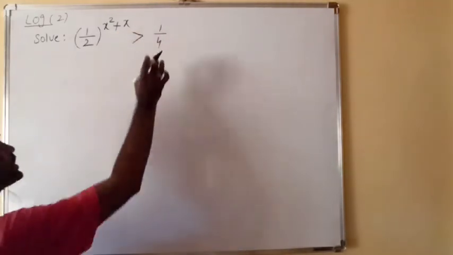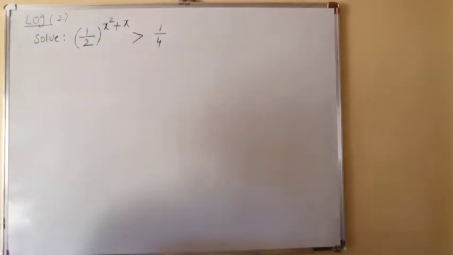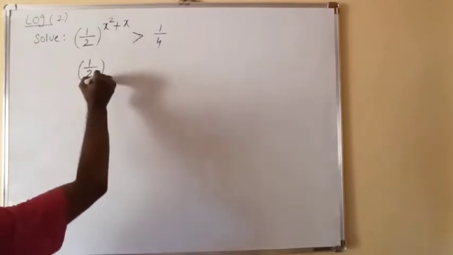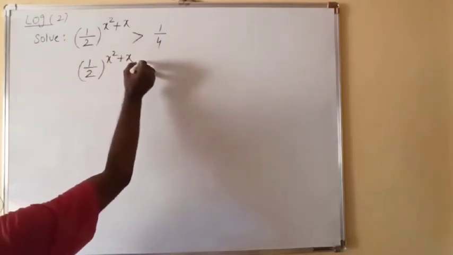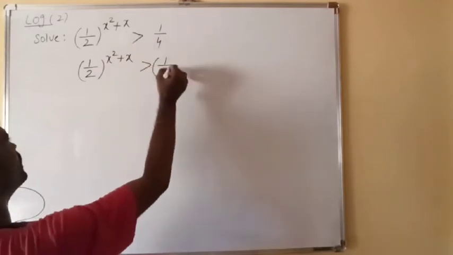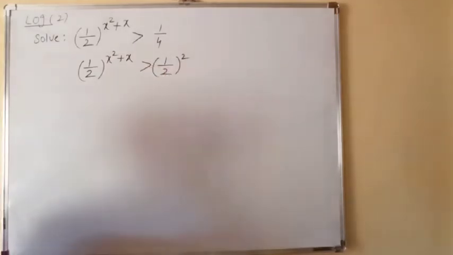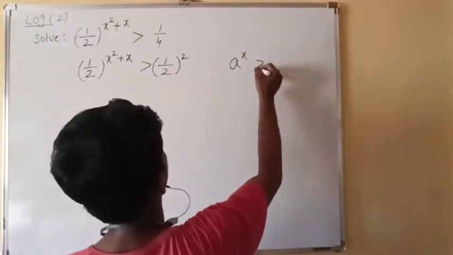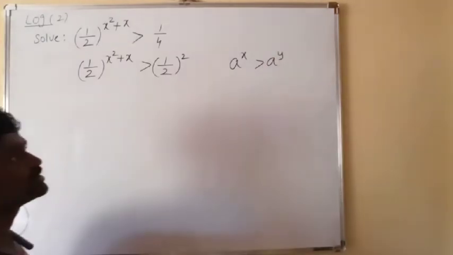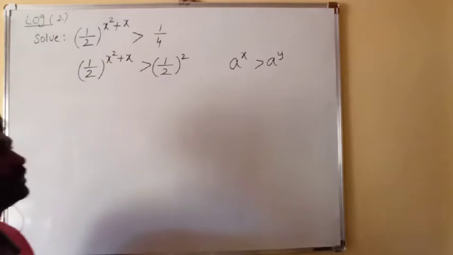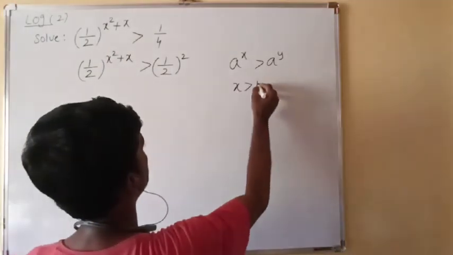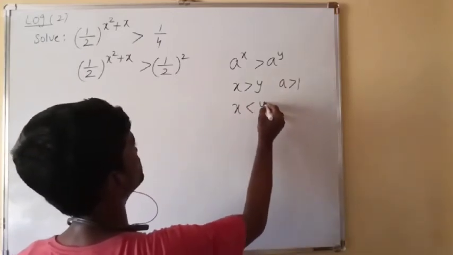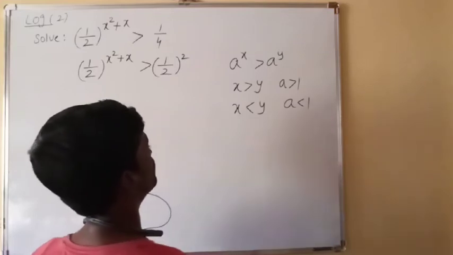So you try to express this RHS also in terms of powers of 1/2, because the LHS has 1/2 in it. So (1/2) power x square plus x greater than 1/4 can be written as (1/2) whole square. So the situation looks like a power x greater than a power y. This can be written as x greater than y only when a is greater than 1, or as x less than y when a is less than 1.